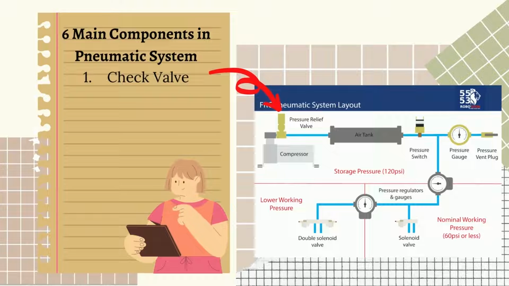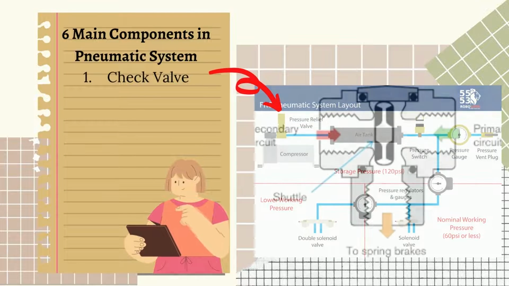The 6 main components in a pneumatic system, number 1, is the check valve. The check valve is also called a pressure relief valve. In the picture, you can see it right above the compressor and behind the air tank.